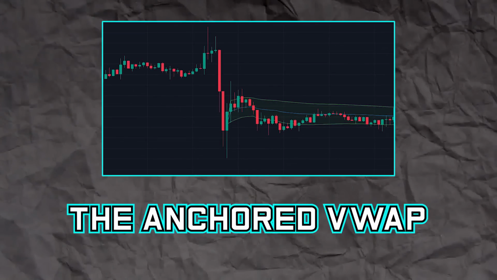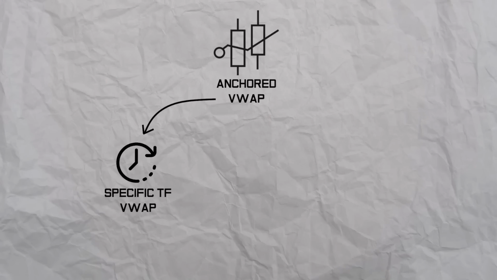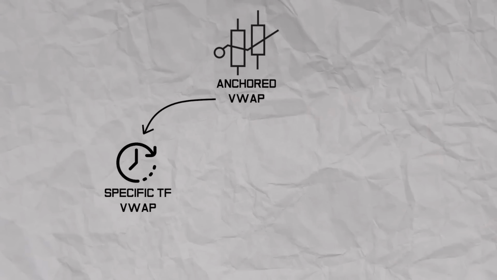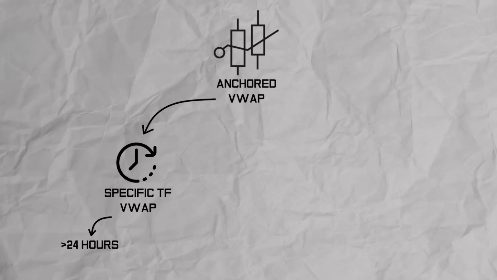This is where the anchored VWAP indicator comes in. The anchored VWAP is a tool that displays the volume-weighted average price for a specific time period. This time period can be selected by a user-selected point, meaning that this indicator can show the VWAP over a period of well over 24 hours.